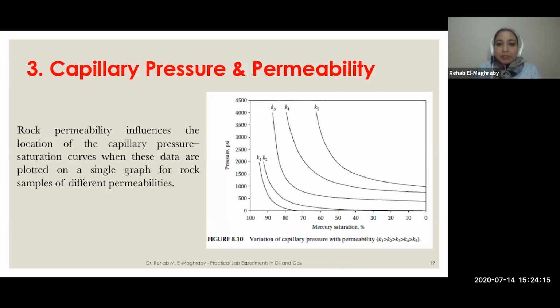What about permeability? If you have the same type of core but with different permeability, from the higher permeability K1 to the lower permeability K5, with the same rock type, you will find the same shape of your capillary pressure curve, but it is shifting. As the permeability decreases, you will find a shift in your curve upward and to the right. So the capillary pressure can give you an indication of the pore size distribution and an indication of the permeability.